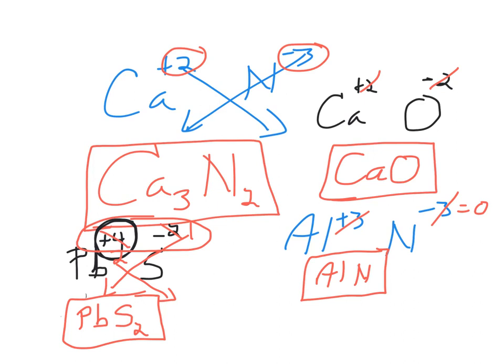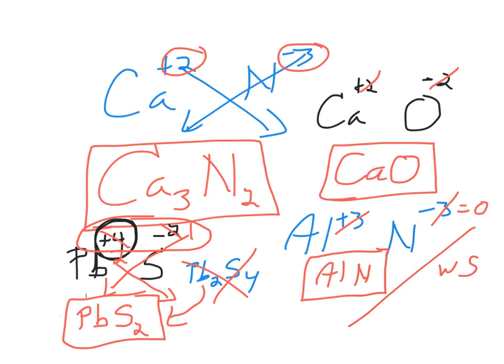Okay? So if you had something like this, like Pb2S4, this would be incorrect. You must reduce. Okay? Because your main objective is to do right. I want you to do the worksheet that has the charges already there for you. Okay? And then let me know if you have some trouble with it.